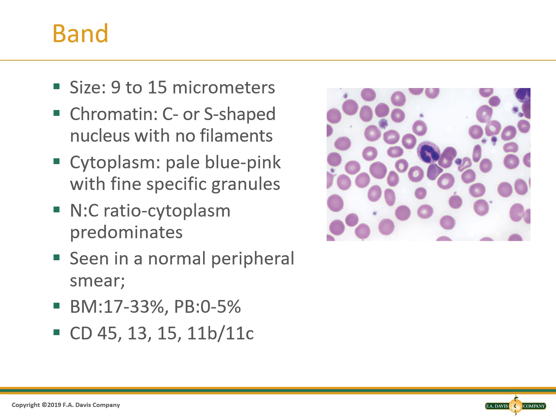You don't really get into evaluating the nucleus to cytoplasm ratio because the cytoplasm typically predominates once it reaches this stage. Now the bands can be seen in a normal peripheral smear. It is seen in the bone marrow as an immature cell, 17 to 33%, and you can see that again in the peripheral blood, 0 to 5%.